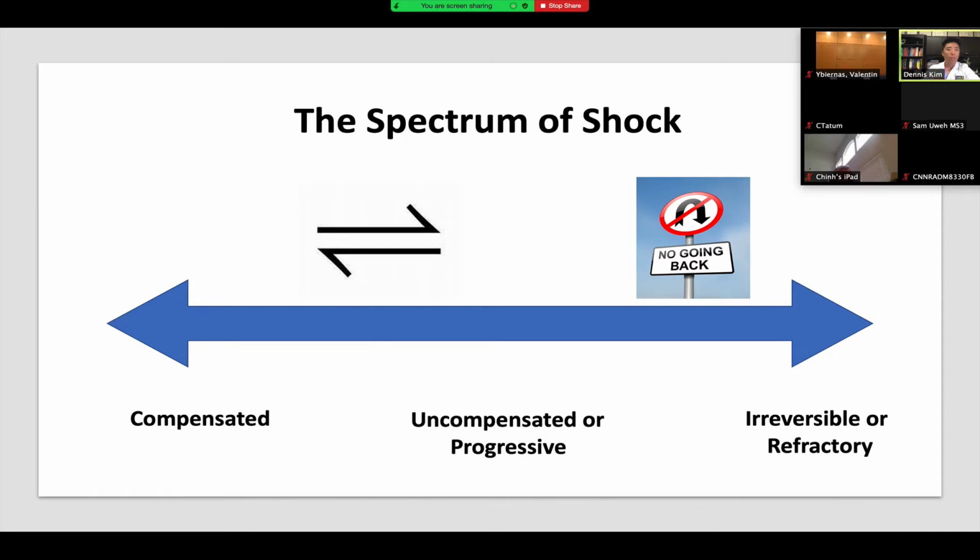The big point here is that if we fail to recognize and intervene in a patient who has shock, which is a clinical spectrum of symptoms and signs, eventually that patient will progress to the point where that shock is irreversible or refractory to our therapies, and that's when mortality increases.